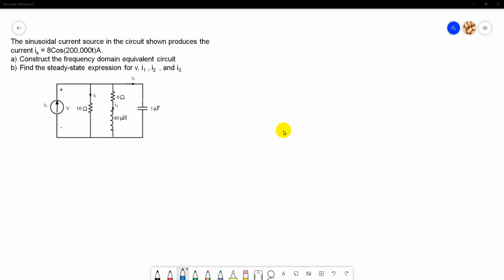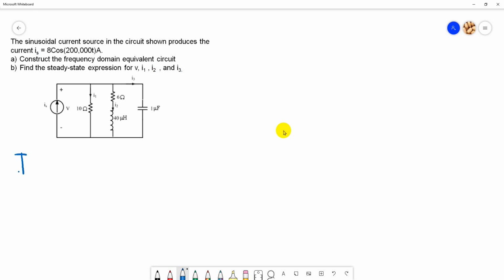So change the current source. Make sure the capital letter I, IS is equal to 8 divided by square root 2. Don't forget square root 2. And the angle is 0. So how about the inductor? For the resistor, you just keep it. For the inductor, you have to change.